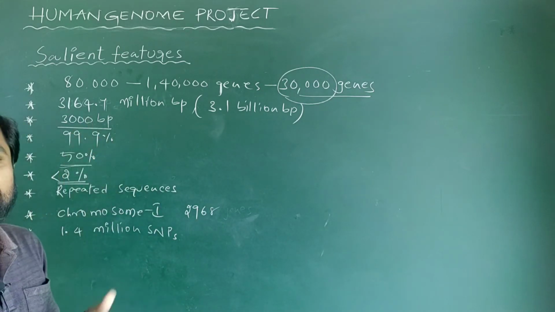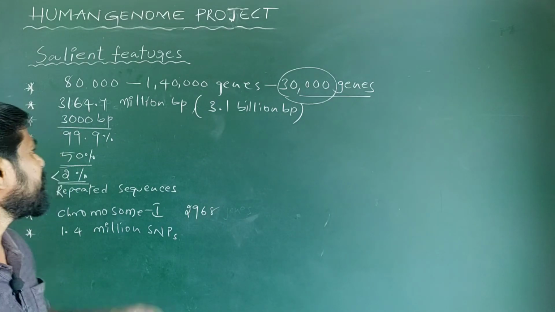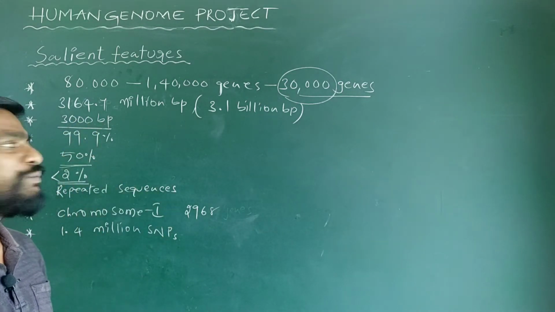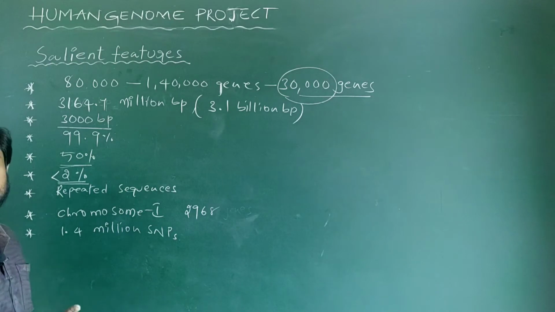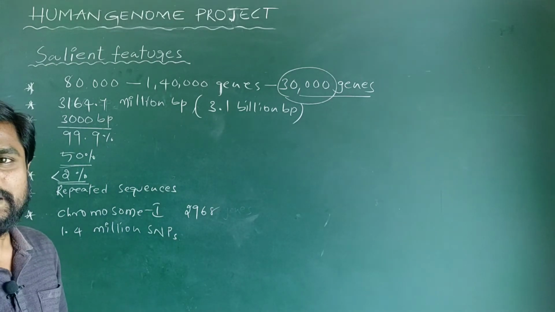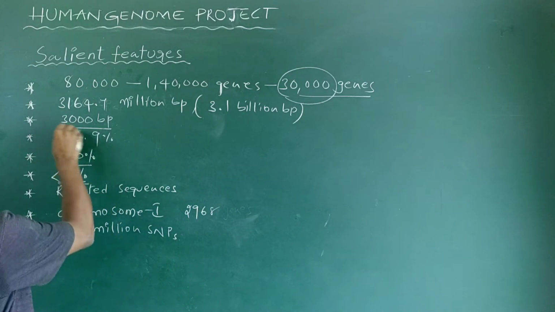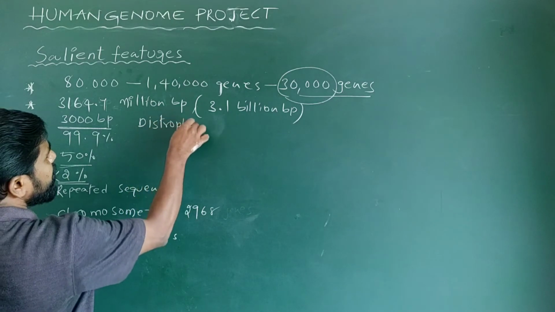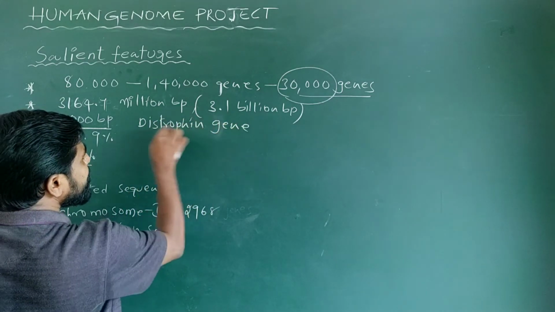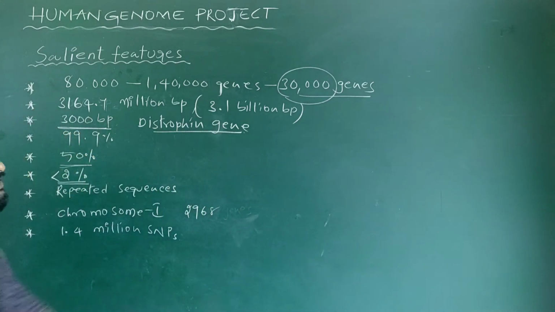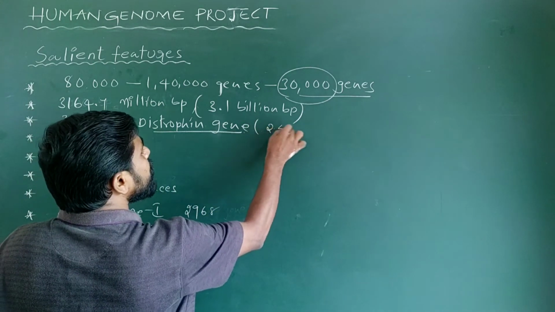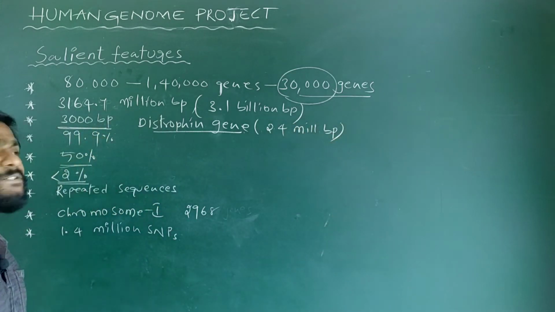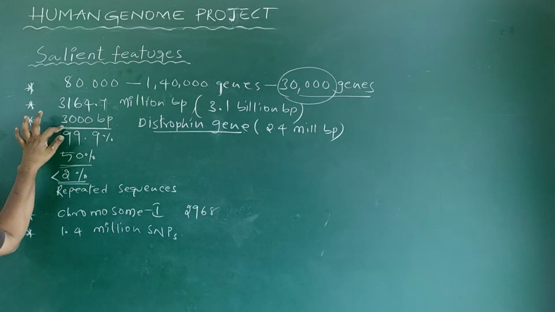You know very well that the length of DNA or the length of a gene is measured in terms of base pairs. 3,000 base pairs is the average length of genes in human genome, but the length of genes varies greatly. The largest gene identified by the Human Genome Project is the dystrophin gene in human beings. The length of this dystrophin gene is about 2.4 million base pairs. This is a fact revealed by the Human Genome Project.